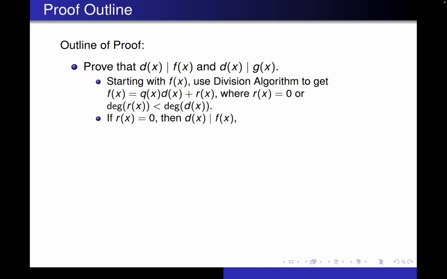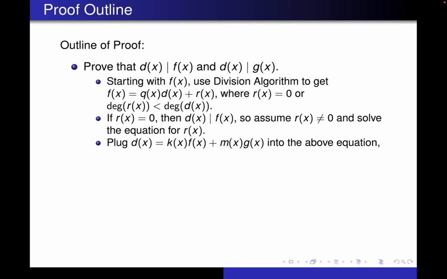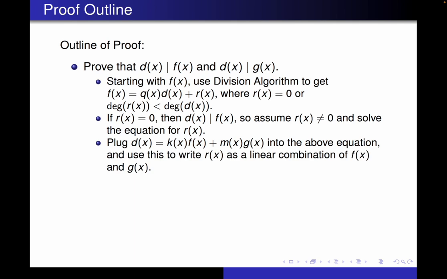So if r of x equals 0, then we're happy. So we're going to assume that r of x is not equal to 0 and solve that equation for r of x. Then we're going to plug in d of x equals k of x times f of x plus m of x g of x into the same equation. The equation I'm talking about is the one that says f of x equals q of x d of x plus r of x. We're going to plug that in for d of x. And that will enable us to write r of x as a linear combination of f of x and g of x. So I'll let you do the algebra on that.